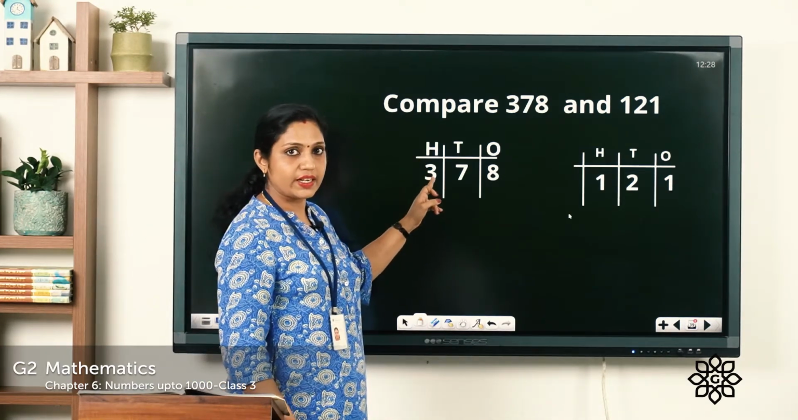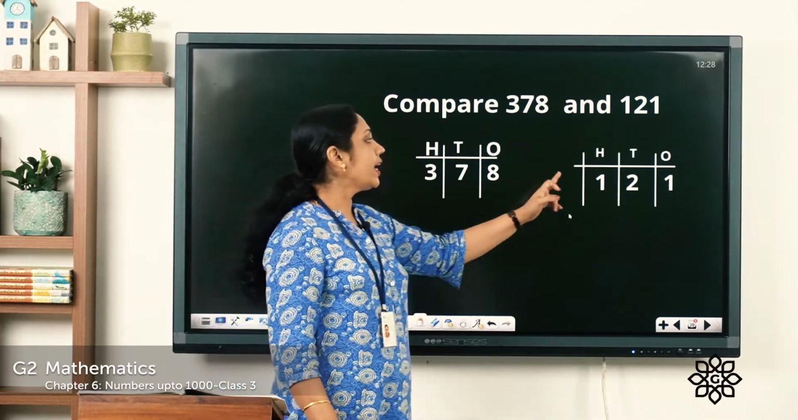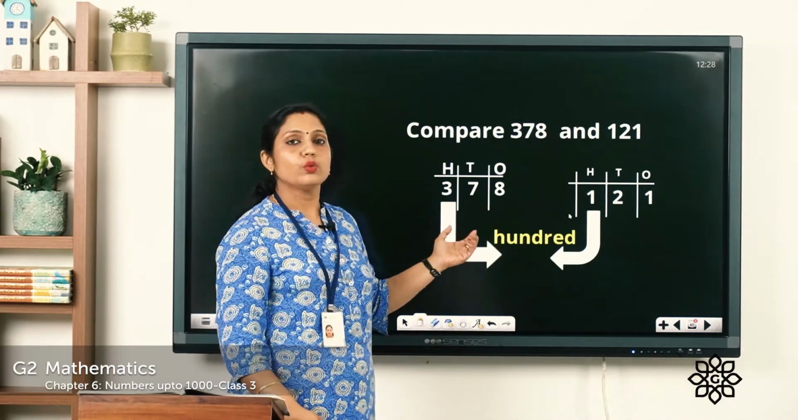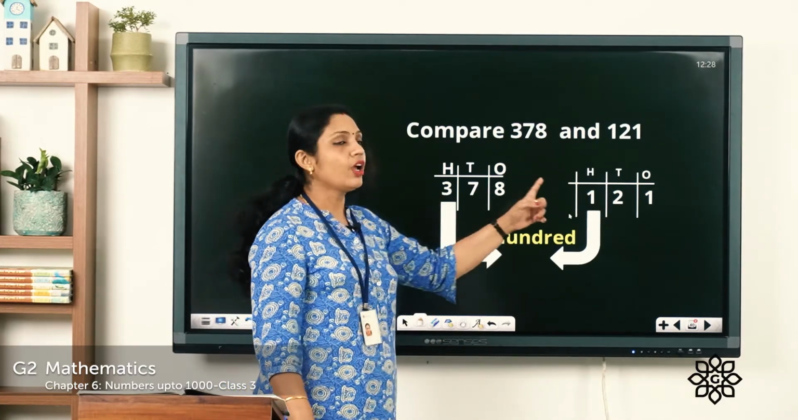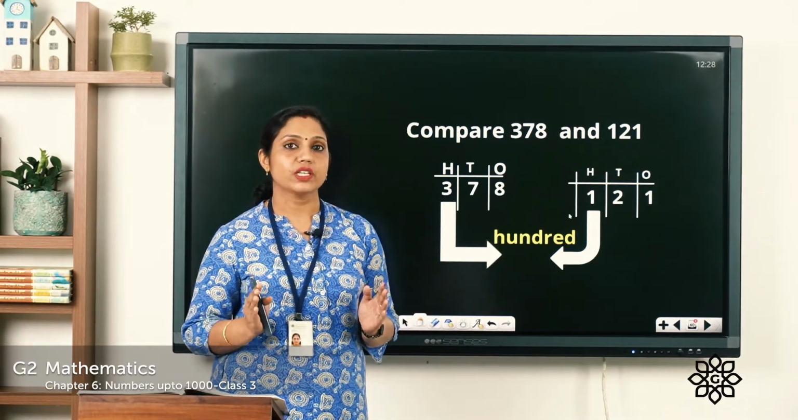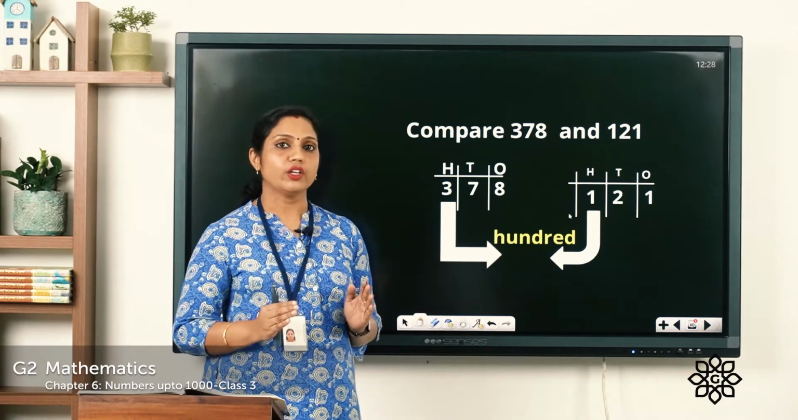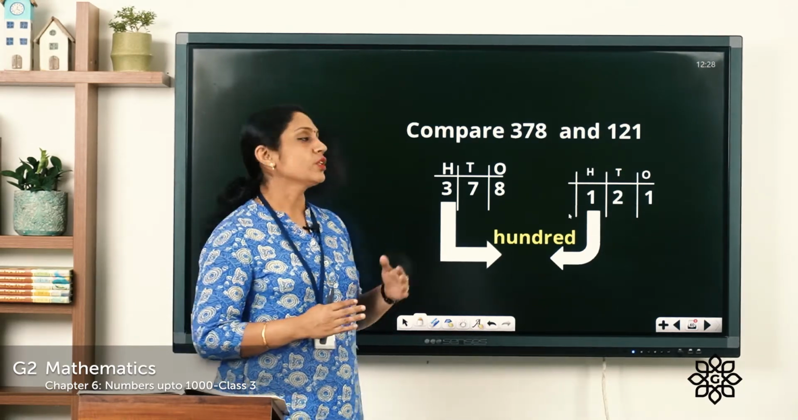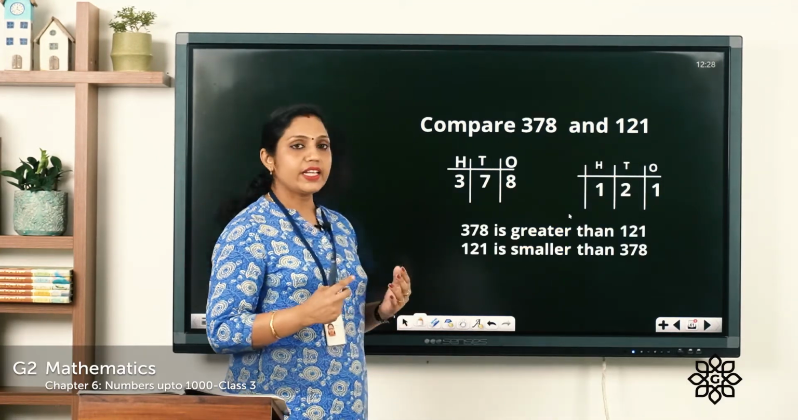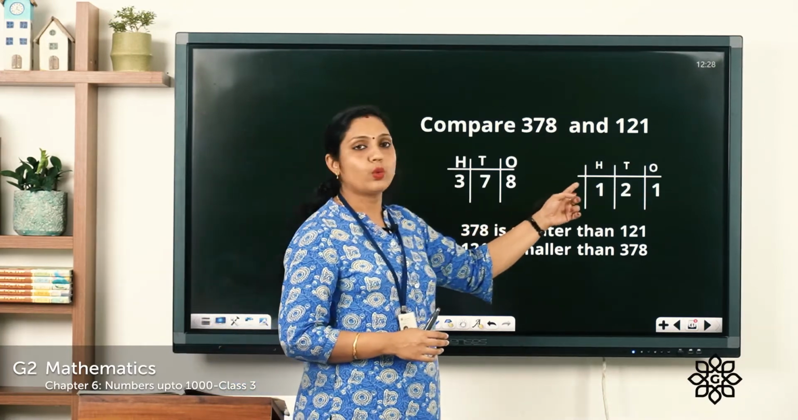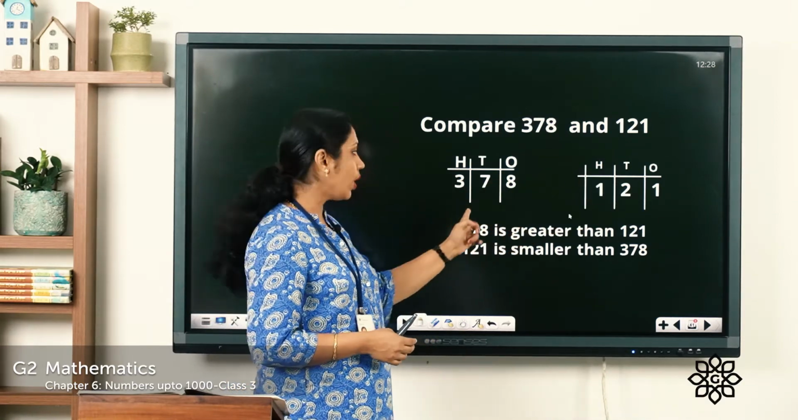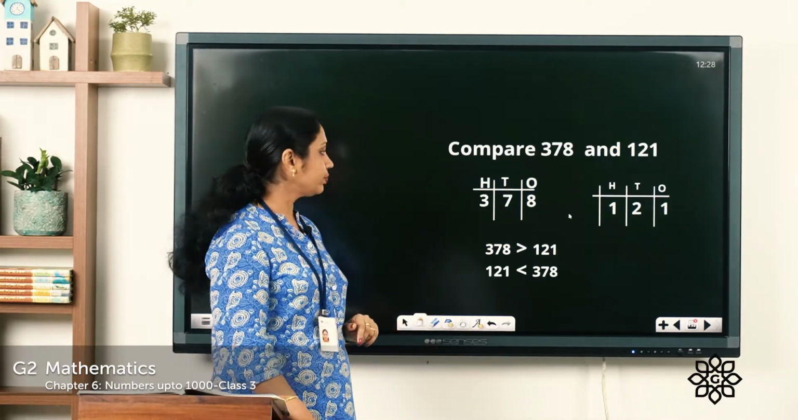To find out, we have to check the hundreds position. In the number 378 we have 3 hundreds, and in the number 121 we have 100. So which one will be greater? Is it 300 or 100? So when both are 3-digit numbers, you have to first compare the hundreds position and find out which is greater. So 3 here is greater than 1. So we can say that the number 378 is greater than 121, or also we can say that 121 is smaller than 378.